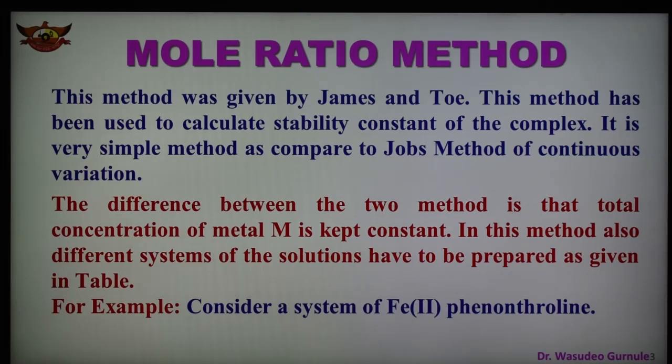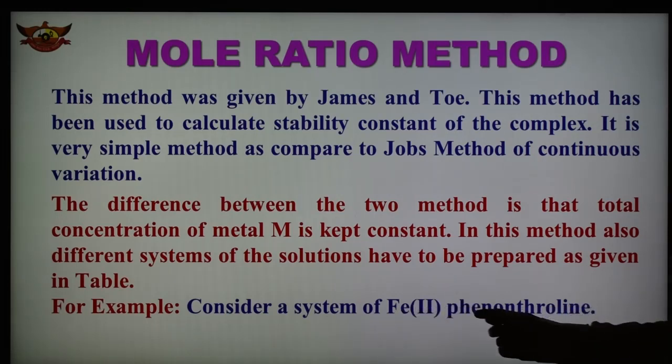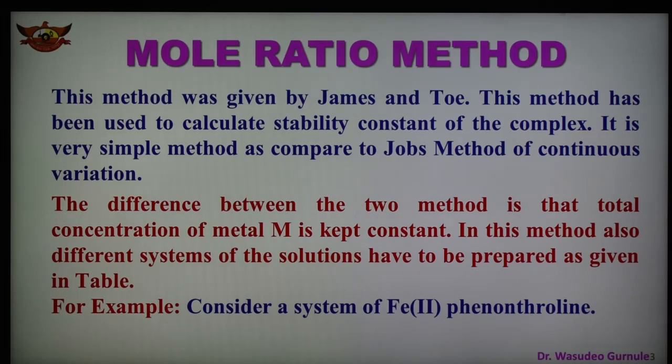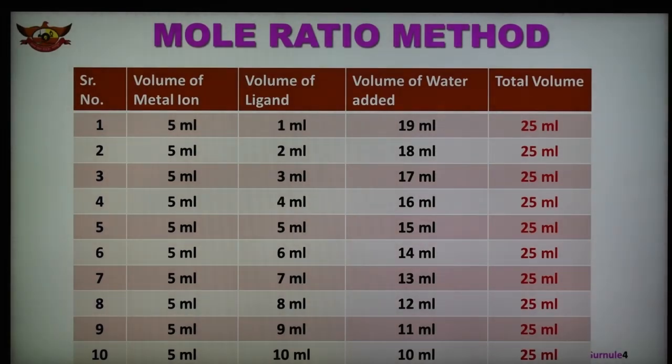So how to prepare the system, 10 systems or 10 different types of solution? In this case, the composition of the solution of metal, ligand and water are given in the table. Here we are taking an example of Fe2 phenolphthalein complex. So Fe is a metal, phenolphthalein is a ligand forming the complex Fe2 phenolphthalein. So we have to prepare 10 solutions.